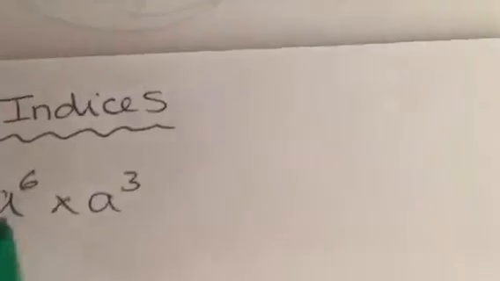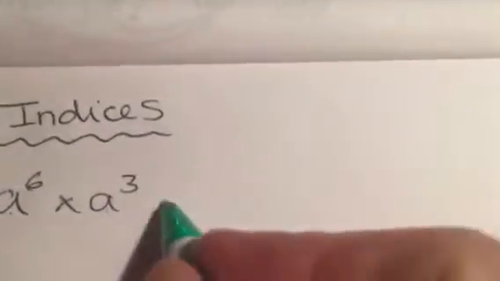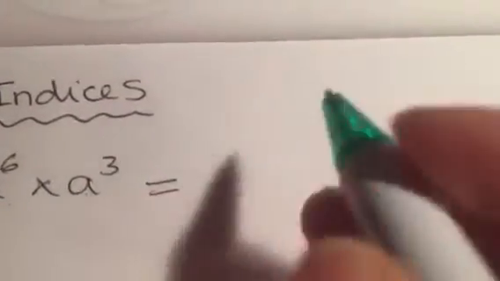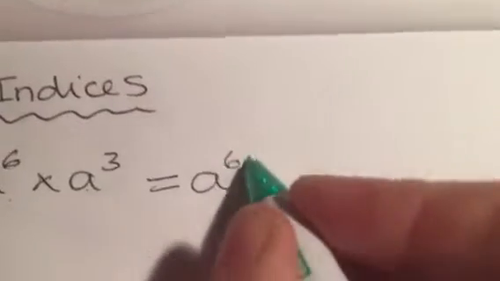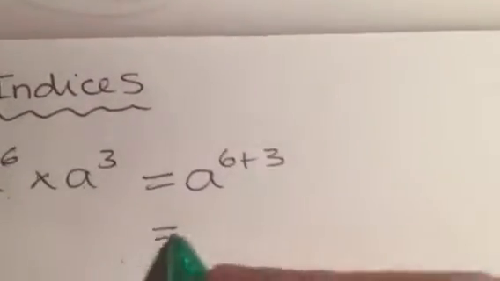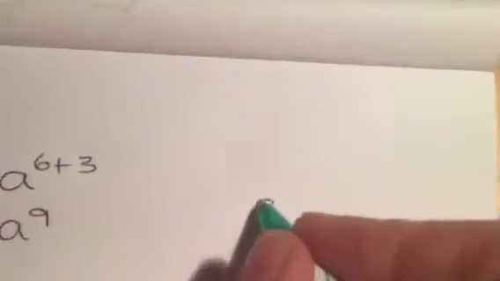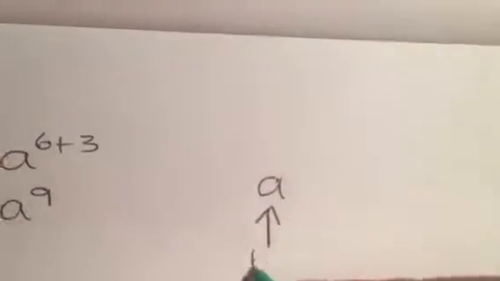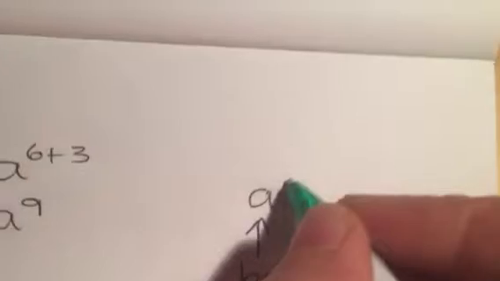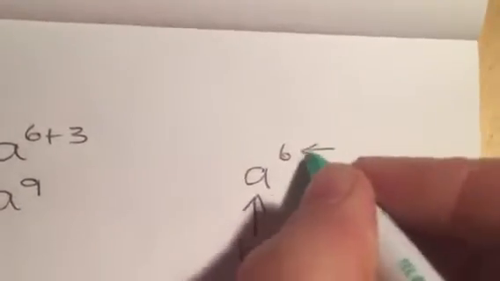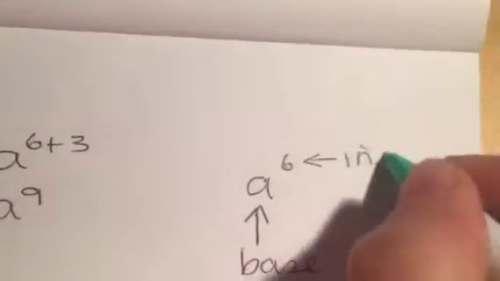So, some of the basic rules are that if you are multiplying, the base needs to be the same. So a to the 6 times a cubed, you add the powers and you get a to the 9. So this is the base and this is the index.